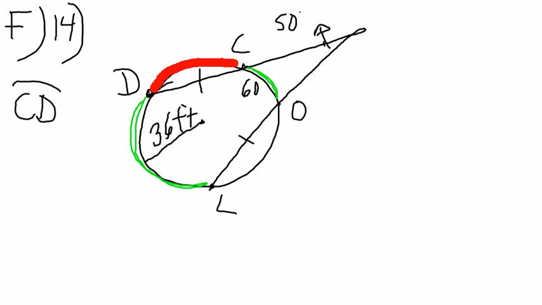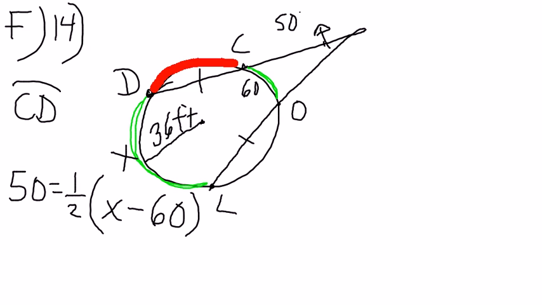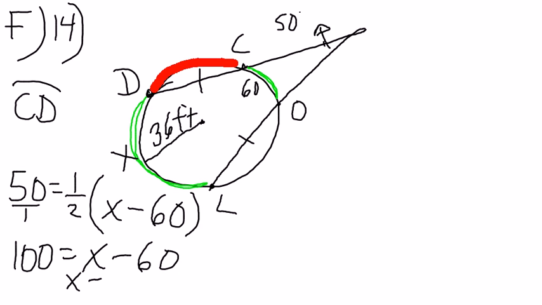So let's use our intersecting secant conjecture. So I'm going to do 50 degrees is equal to 1/2, and I'm going to name arc DL as X. X minus the smaller arc, which is 60. Here's an equation. Let's get rid of the half. So we're going to cross multiply and bring it over by multiplying 50 by 2. So that's going to be 100 equals X minus 60. So that arc from D to L must have been 160 degrees.